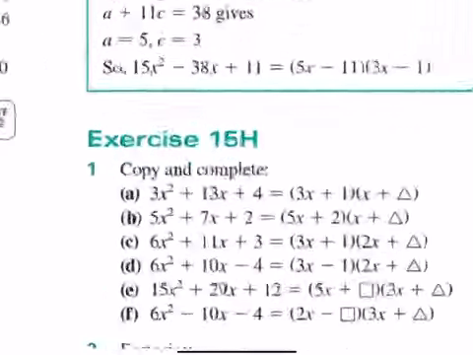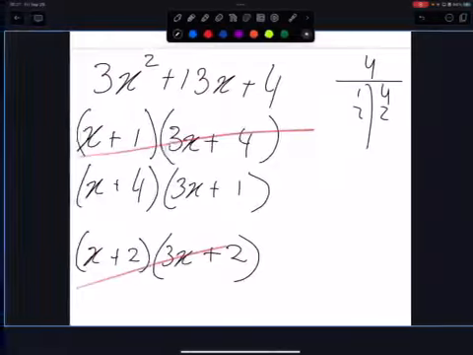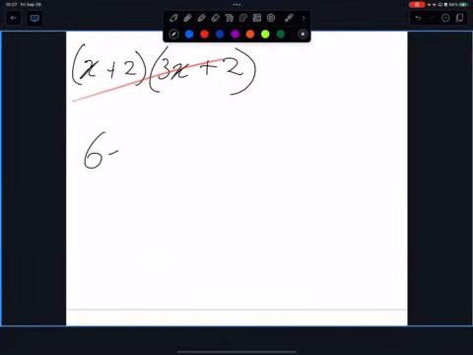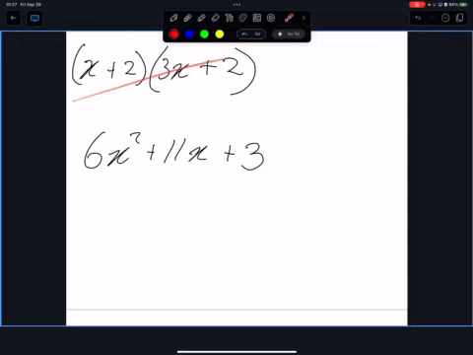Another one, a more complicated one: 6x squared plus 11x plus 3. All right, we go again. Two numbers multiplied with each other need to be 6, which is 1 and 6, or 2 and 3. Those are the possible solutions. Two numbers multiplied with each other become 3. That's easy. It's only one solution: 1 and 3.